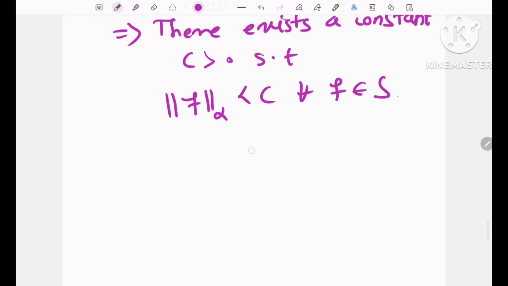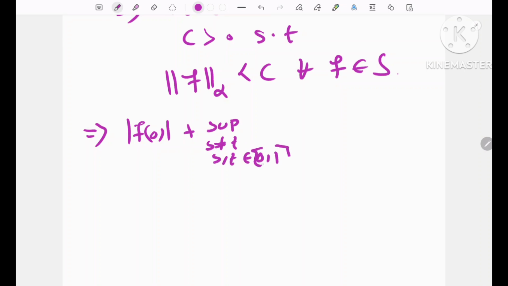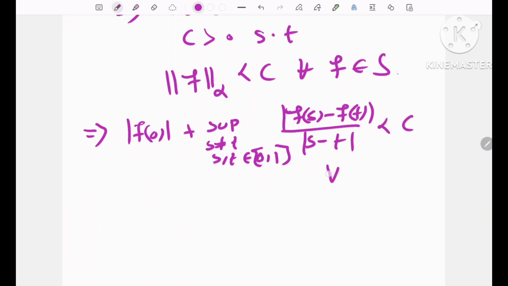This is given. Now our claim, and this is nothing but |f(0)| plus the supremum over s not equal to t, s, t belonging to [0,1], of |f(s) minus f(t)| divided by |s minus t|^alpha, is less than C. And the main point is that this holds for all f belonging to S.